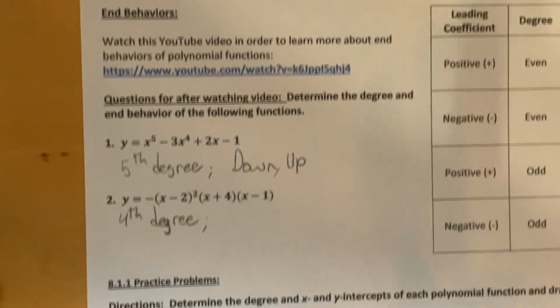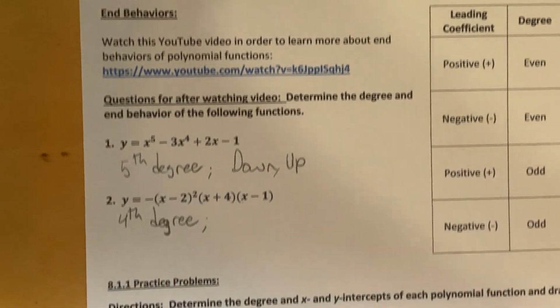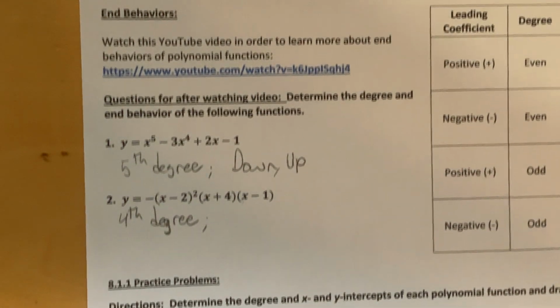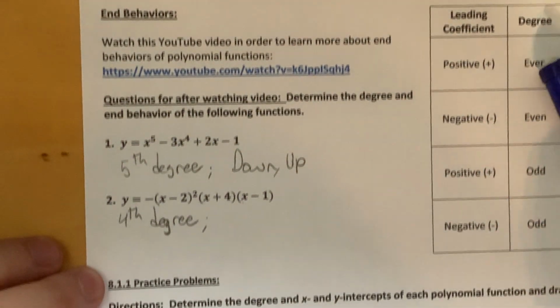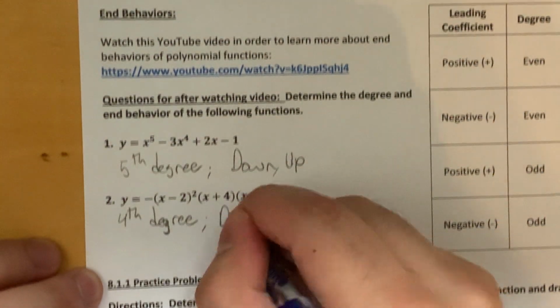All right. So what is the end behavior? We have the leading coefficient and we have the degree. You're right. 4th degree, even, negative, down, down.